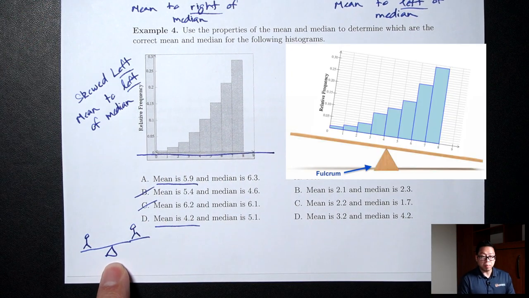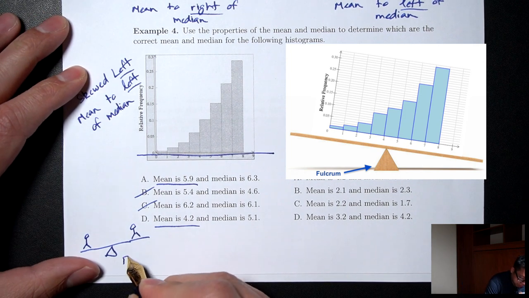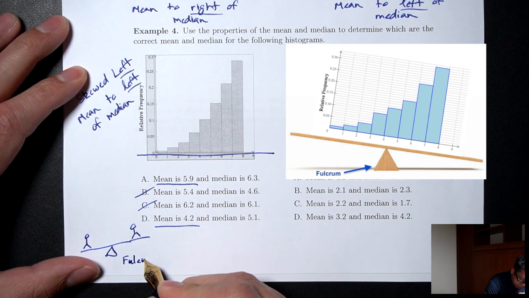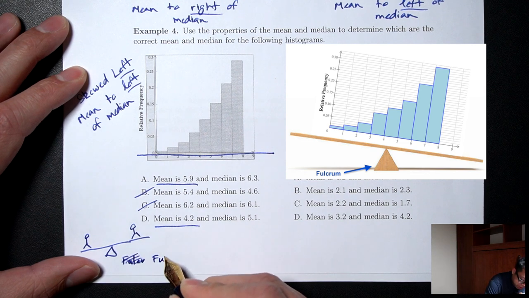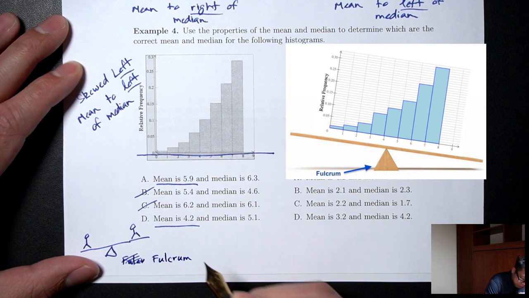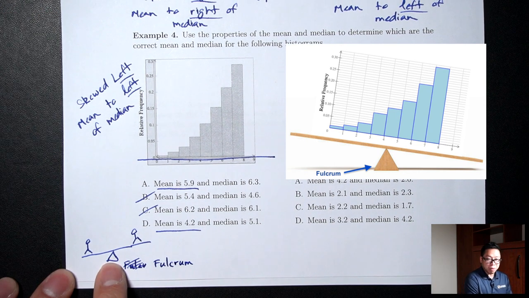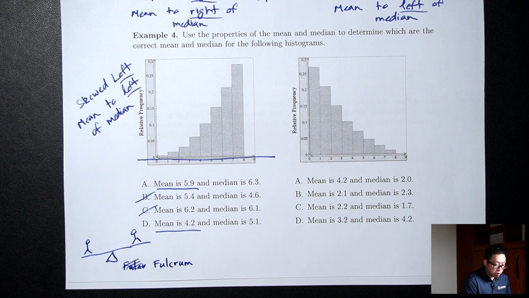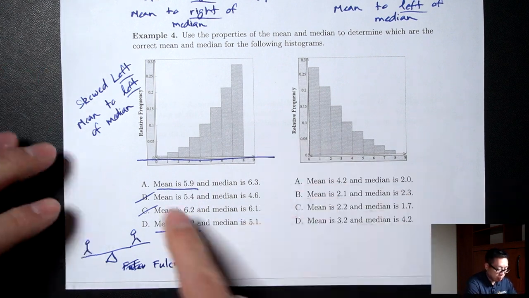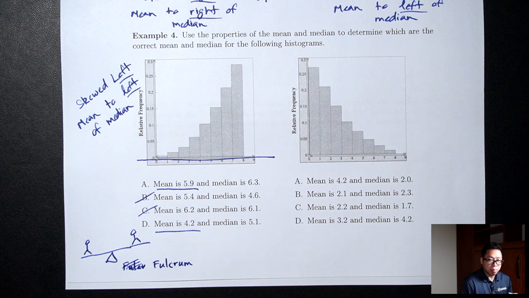And imagine them on a seesaw. This thing here, I think it's called a fulcrum. That's not how you spell fulcrum. I hope that's how you spell fulcrum. But this thing, that's the fulcrum. The mean is where you should put the fulcrum so that this plank of wood, this bar, is balanced. Okay? Now, the way I have it set up, one of these will definitely not balance. Eliminate that one, and whatever's left is the answer.